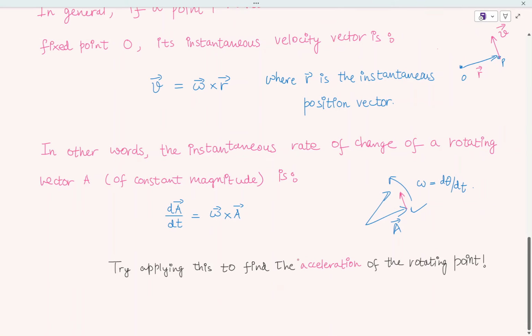So you can apply this concept of the rate of change of a rotating vector to finding the acceleration of the rotating point. कि जो P point अगर rotate कर रहा है तो उसकी velocity vector तो हमने निकाल लिया. So how will you find the acceleration vector? So you can comment below the video.